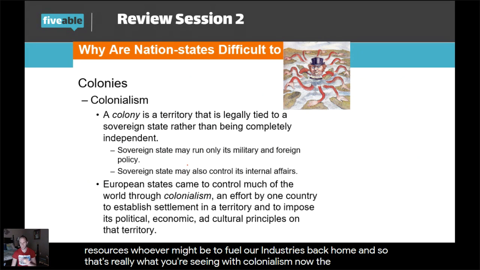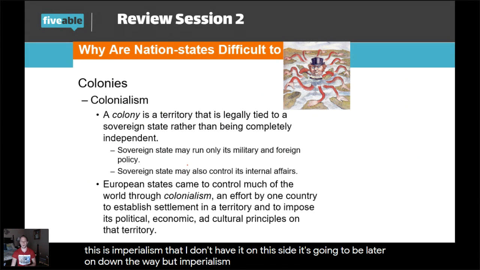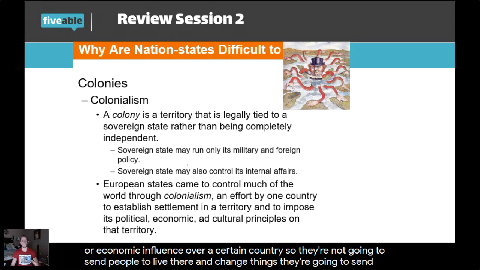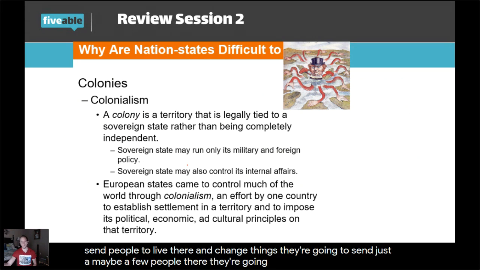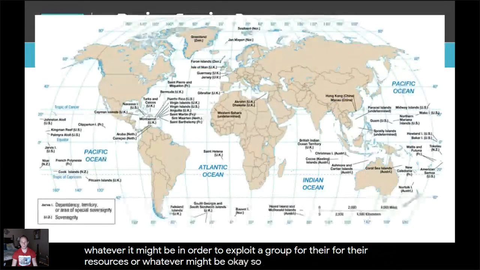Now, the other side of this is imperialism. I don't have it on this slide. It's going to be later on down the way. But imperialism is more of an economic control or an economic influence over a certain country. So they're not going to send people to live there and change things. They're going to send just maybe a few people there. They're going to use maybe local police or whatever it might be in order to exploit a group for their resources or whatever it might be. Okay, so there is a little bit of a difference here.